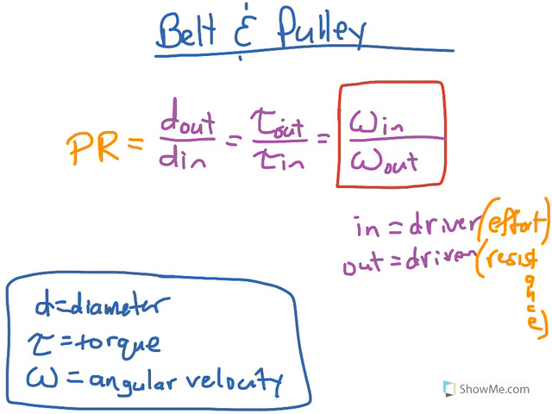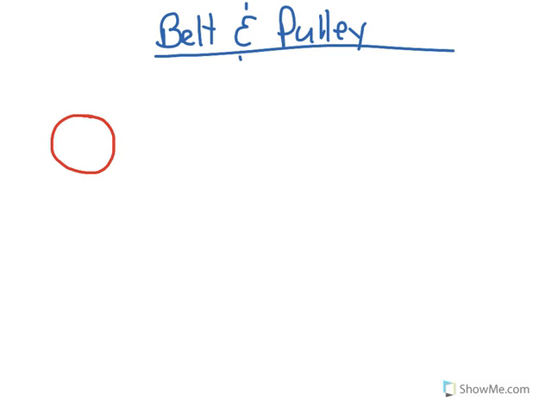These are the same three ratios that were in gear ratio, but they had four ratios. I'm calling it P ratio for pulley ratio, even though it's not a real term. I just made it up because I'm awesome. Let's draw a belt and pulley system.